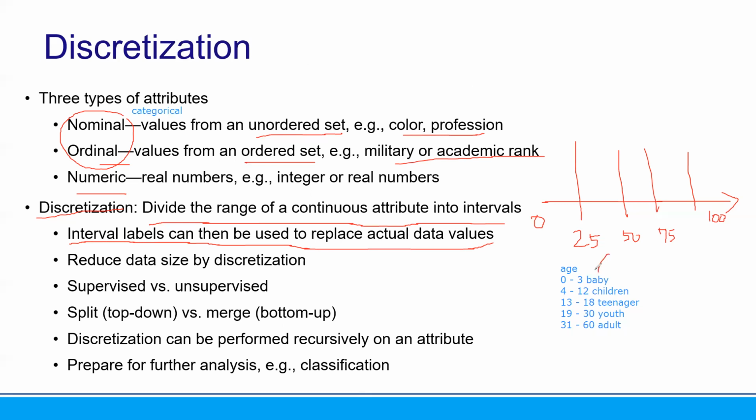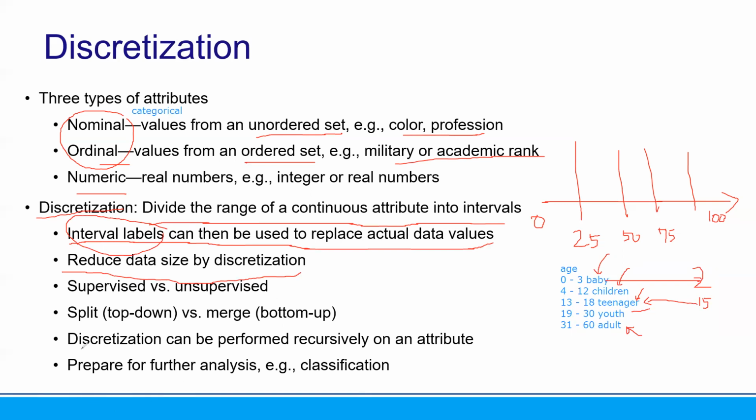Yeah, these are the labels: baby, children, teenager, youth, adult. So if your age is 2, then I can put the label directly as baby. If your age is 15, I can put the label directly as teenager. That's the meaning of the interval labels. We can reduce the data size by discretization. Using this kind of discretization, we can reduce the data.